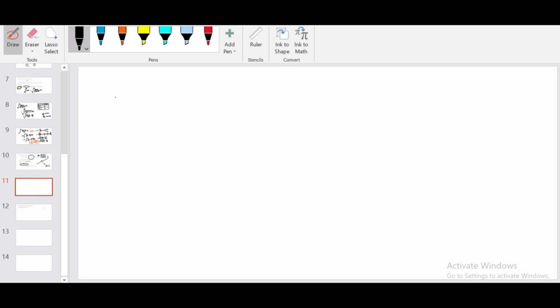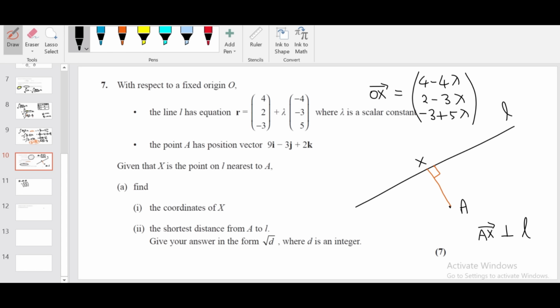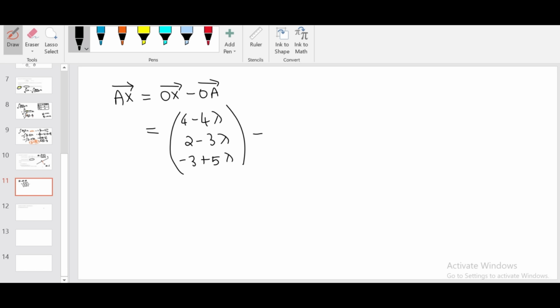So first we need to find the AX vector. Use the formula OX vector minus OA vector. We just found the OX vector, which is 4 minus 4 lambda, 2 minus 3 lambda, minus 3 plus 5 lambda. That's the OX vector. And then take the OA vector, 9, minus 3, 2. You will get the AX vector.